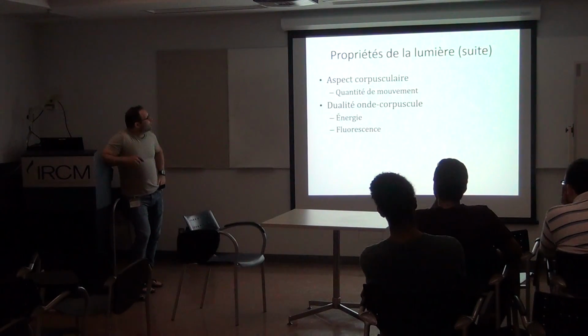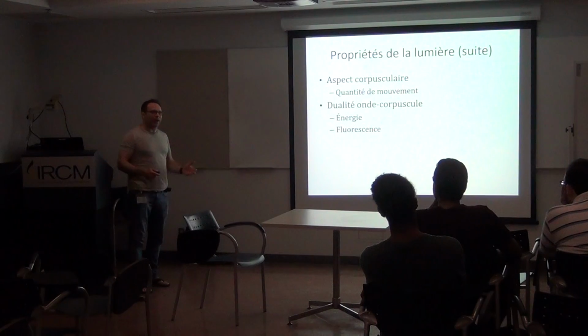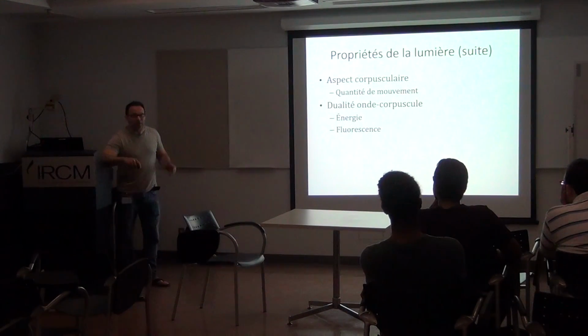And another property of light is the duality. At the same time, light is an object, you could say, and at the same time, it is also a wave. So it behaves one way or the other depending on how you measure it.